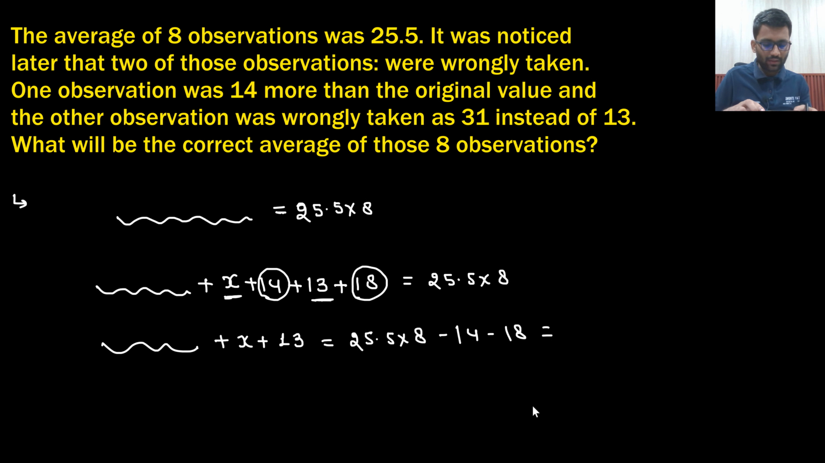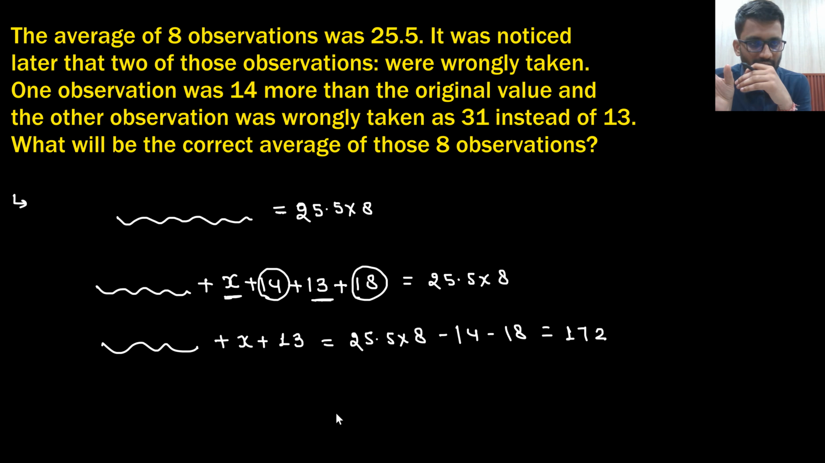25.5 into 8 minus 14 minus 18, that is 172. So the addition should come to be 172, but it was coming something else. So this was the error. Are you getting this point? Let me explain it once again.